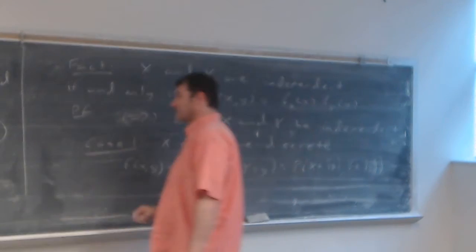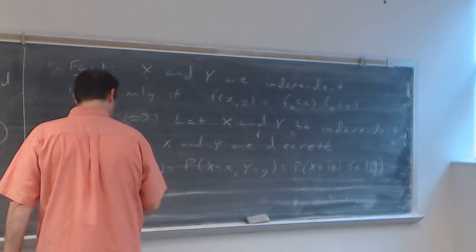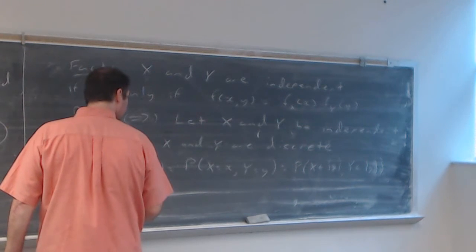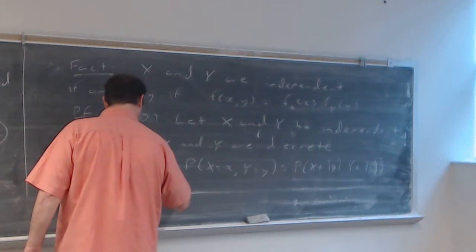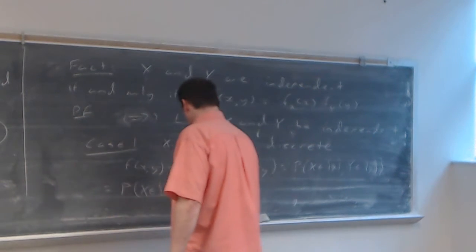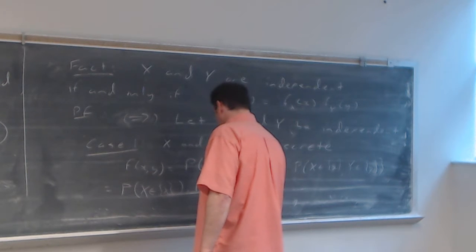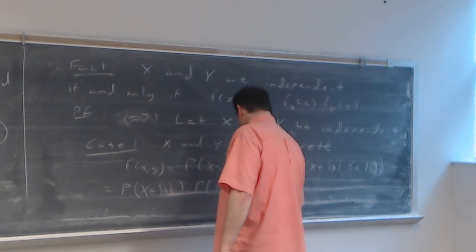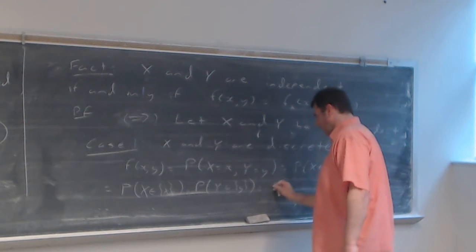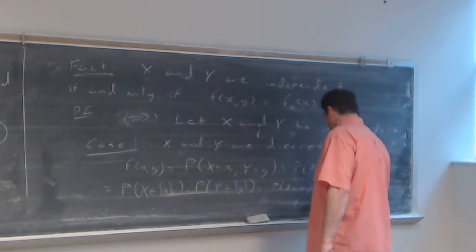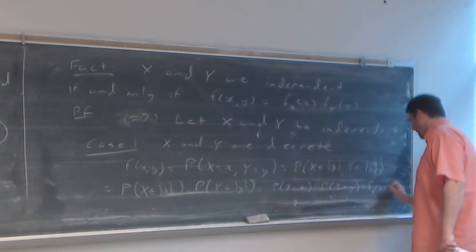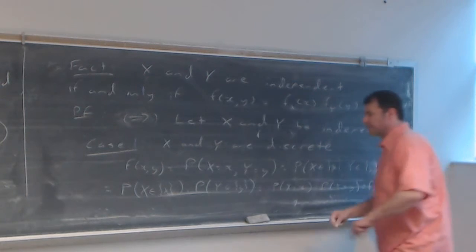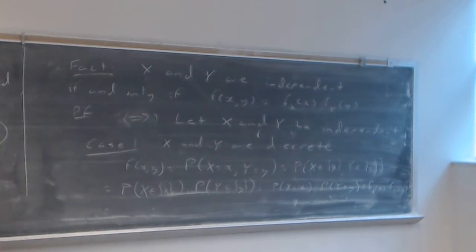By the definition of independence that I first wrote, this is equal to the probability that X is an element of the set containing x, times the probability that Y is an element of the set containing little y. And this is nothing more than the probability that X is equal to x times the probability that Y is equal to y, and that's equal to f sub X of x times f sub Y of y. So we've proven it when we have discrete random variables in this direction.